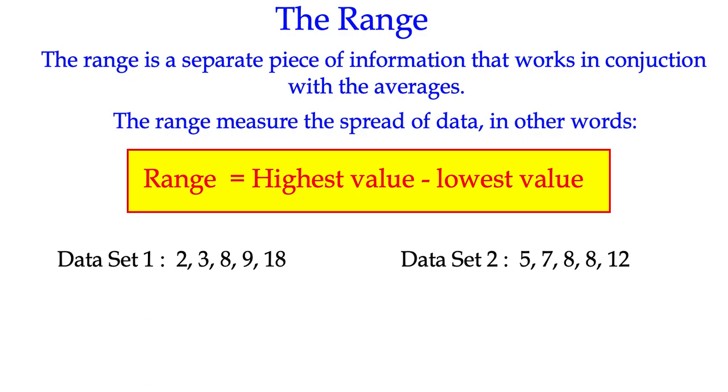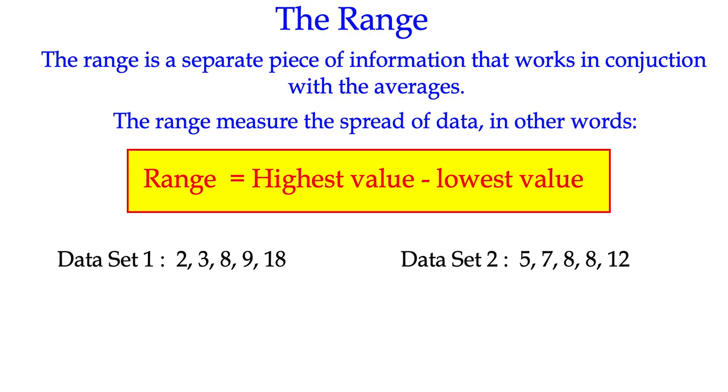Is it a small number, which means all the numbers are close together? Is that gap large, which means they're all quite spread out? So it's quite a powerful number that we can work out. Just have a look at an example with these two sets of numbers here.